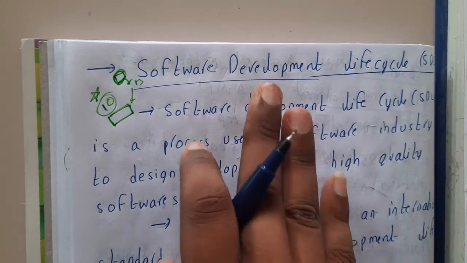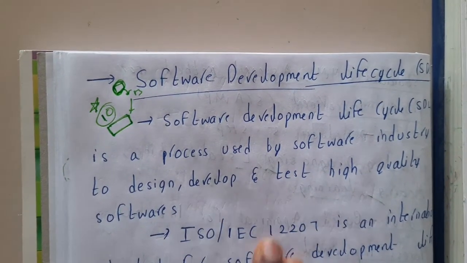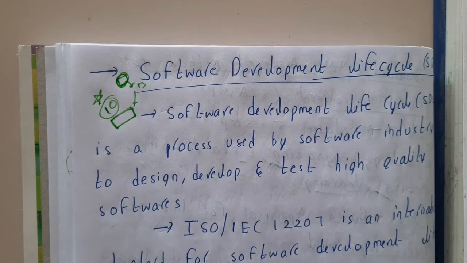In the next lecture we will go through the software development life cycle, and after that we will move on to the process management cycles, or process models, you can say.